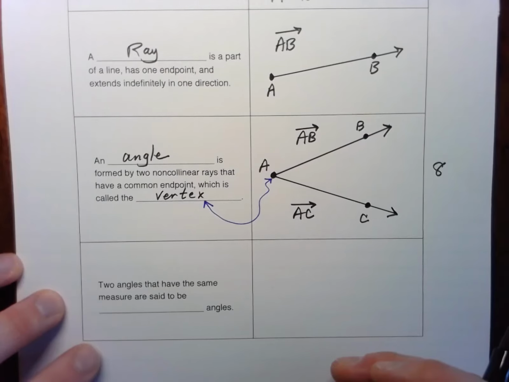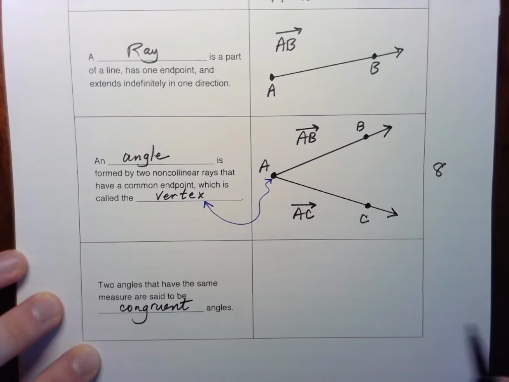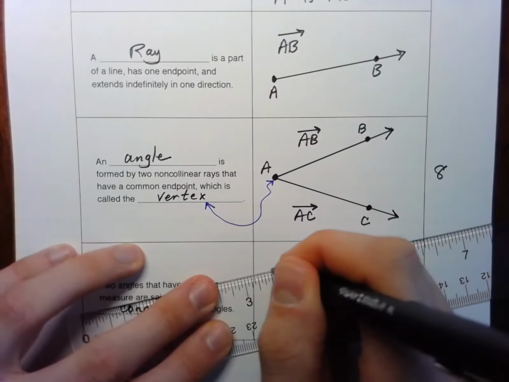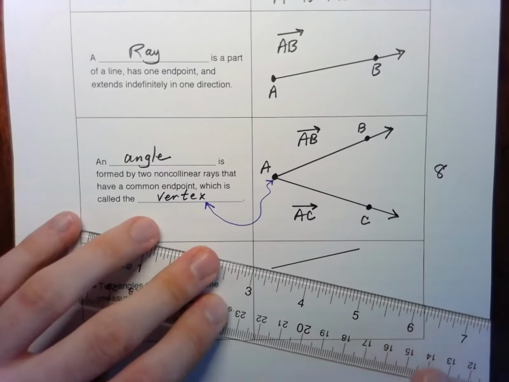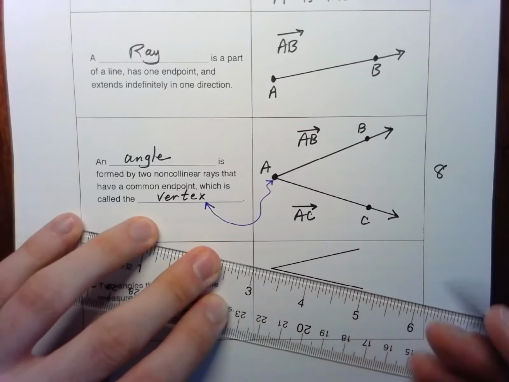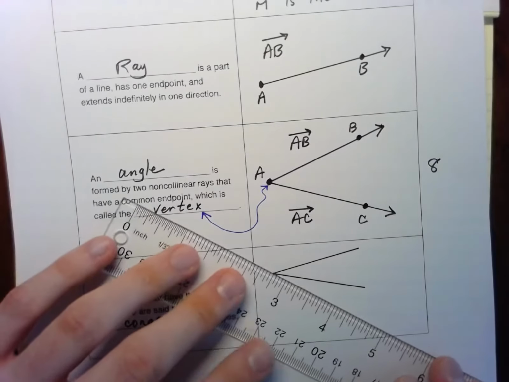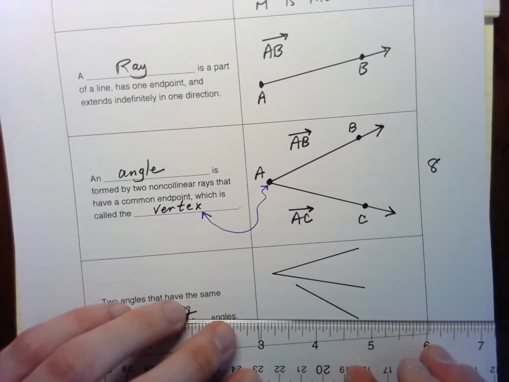Two angles that have the same measure are said to be congruent. Well, you might think, wait a minute, doesn't that just mean they're equal? We usually say the word equal when two things are the same. Well, that's true, but in geometry, we're not just going to be looking at values anymore. We're not just going to be looking at numbers. We're going to be looking at shape and maybe orientation or direction or things like that. And we have to be able to talk about those in a slightly different way.